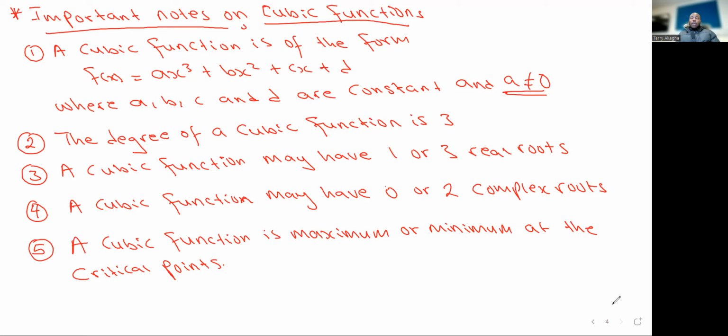So a cubic function has a form of ax cubed plus bx squared plus cx plus d. The degree of a cubic function is always 3. The cubic function may have 1 through to 3 real roots. A cubic function has 0 or 2 complex roots. A cubic function is maximum or minimum at critical points.